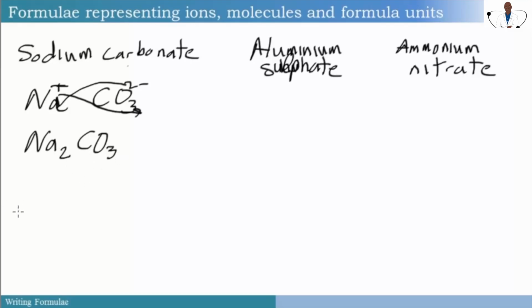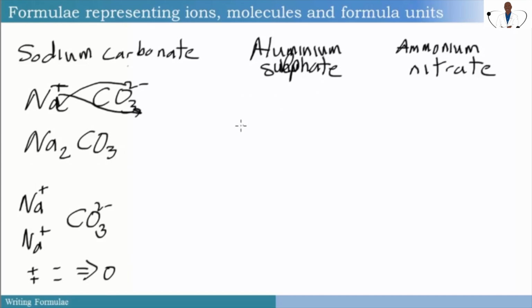Now to check to see if it is electrically neutral, I must have 2 sodium ions combining with 1 carbonate ion. So here you see 2 plus combines with 2 minus, which gives you a 0 charge. And so this compound is electrically neutral.